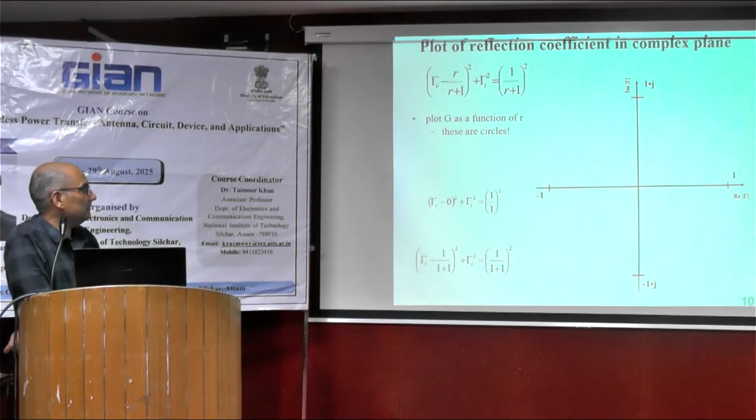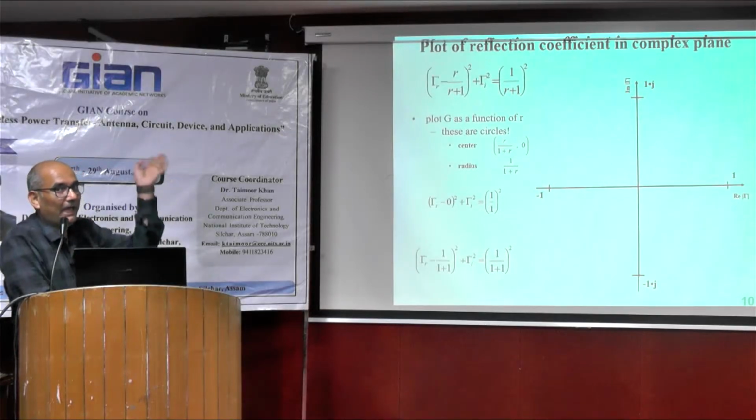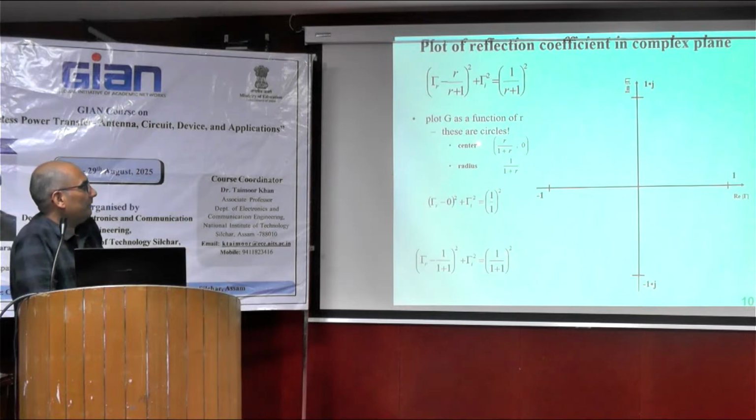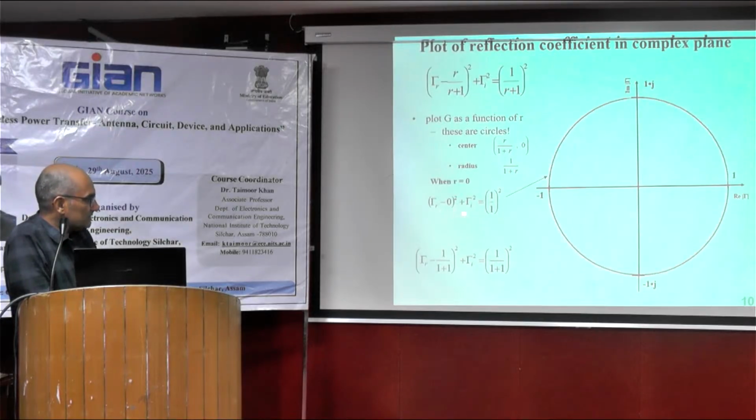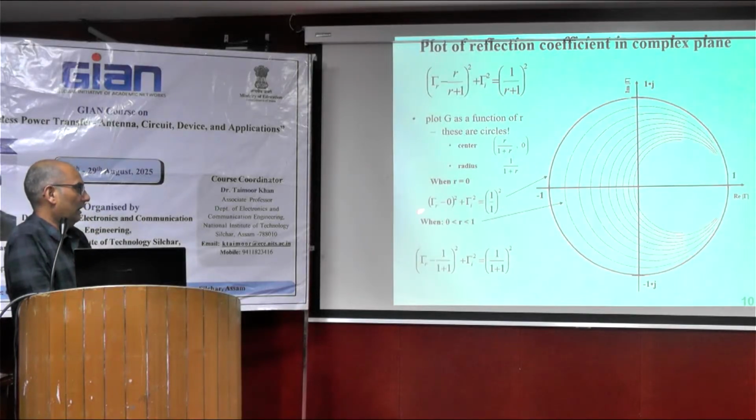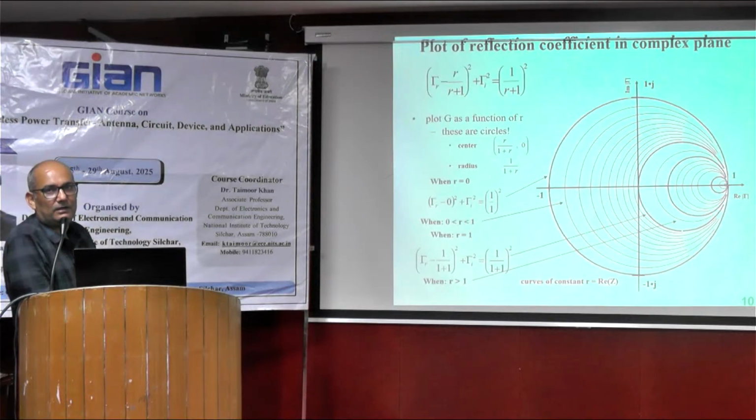Then just see, for this, that is the X equal to something equation. Ultimately the center point is R upon 1 plus R, and the radius is 1 upon 1 plus R. Converting this into the standard circle equation, R equal to 0 is this one, R from 0 to 1, all circles will be like this. Then R equal to 1 is this circle, and when R is greater than 1, all circles will be inside that way.